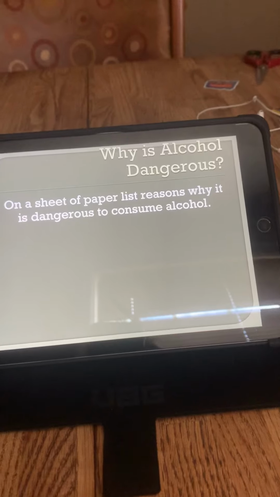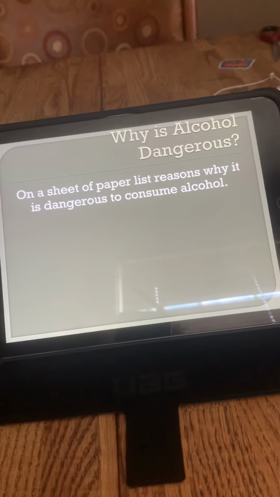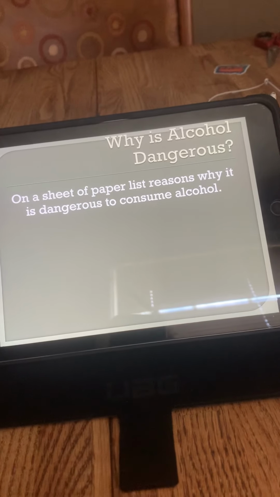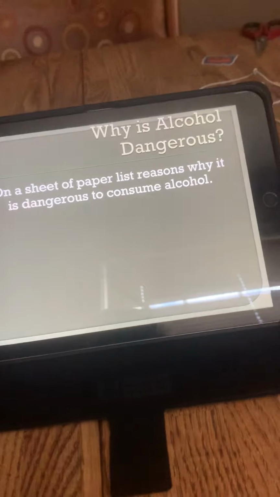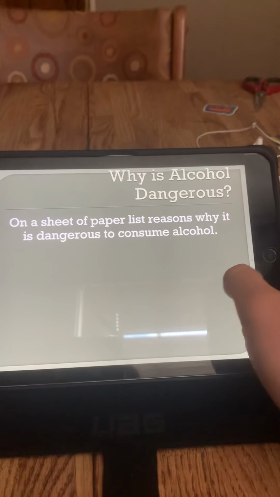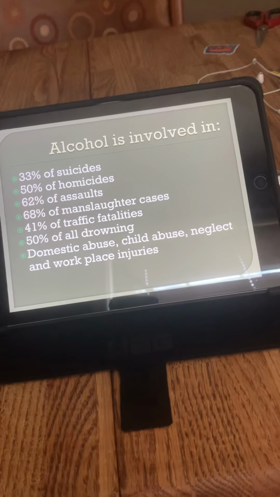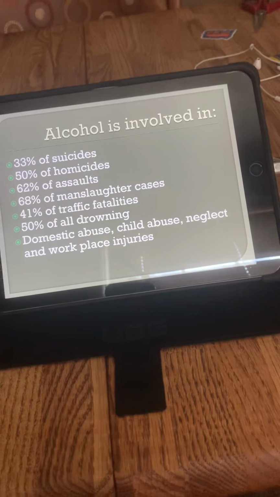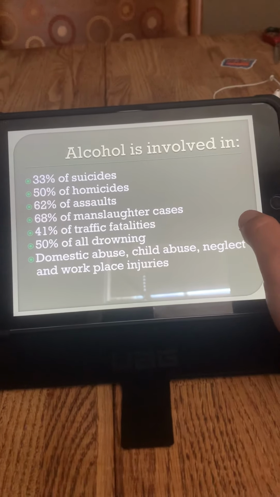At the beginning of class, the students will come in and this slide will be presented on the board. It says, why is alcohol dangerous? Each student will list reasons why they think it is dangerous to consume alcohol. And here are some statistics on alcohol's involvement in fatalities.